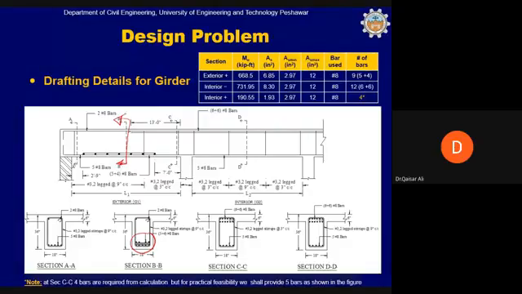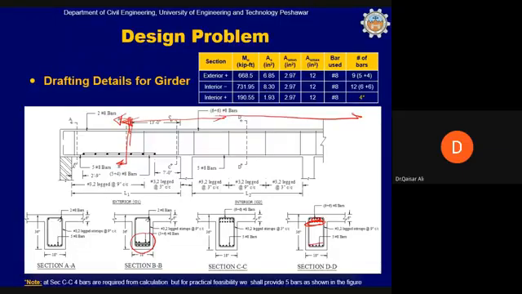Similarly, negative bars have been curtailed at L by 3. All 6 bars from this second layer have been curtailed beyond this point. Top reinforcement, second layer, has been completely curtailed. And then 4 bars in the central portion have been curtailed, and 2 bars at the end have been continued to the ends. You can study this, and if you have a question, you can come up with your question in the next lecture.